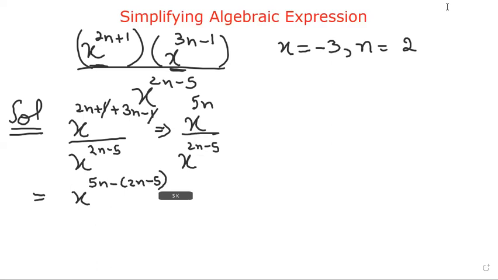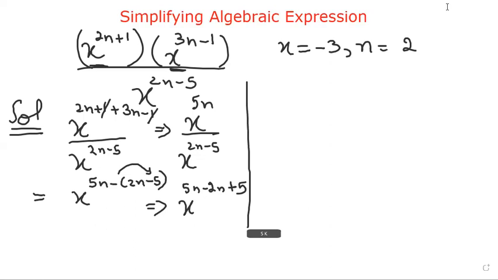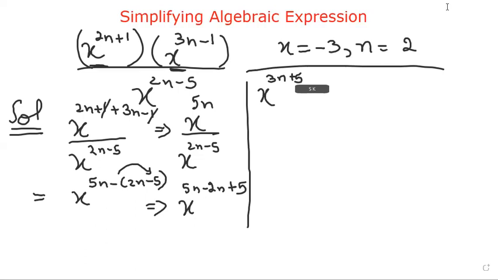Don't forget to apply the bracket, because if you don't, students tend to make a sign mistake here. Opening the bracket, it becomes 5n minus 2n, and this negative multiplies with this negative, so negative negative makes a positive 5. This is the common mistake most students make. Now x to the power 5n minus 2n becomes x to the power 3n plus 5. This is my exponential answer here.